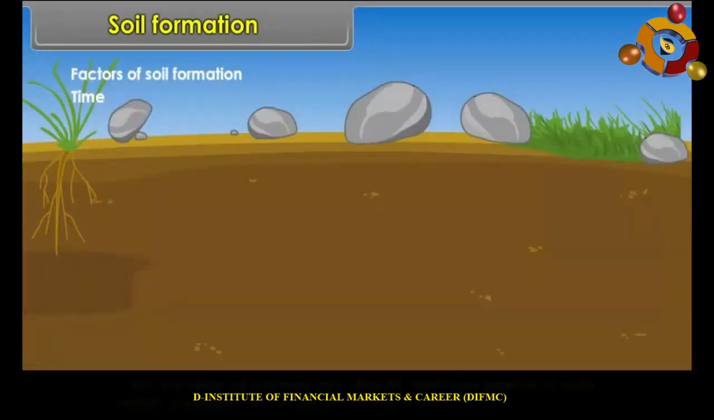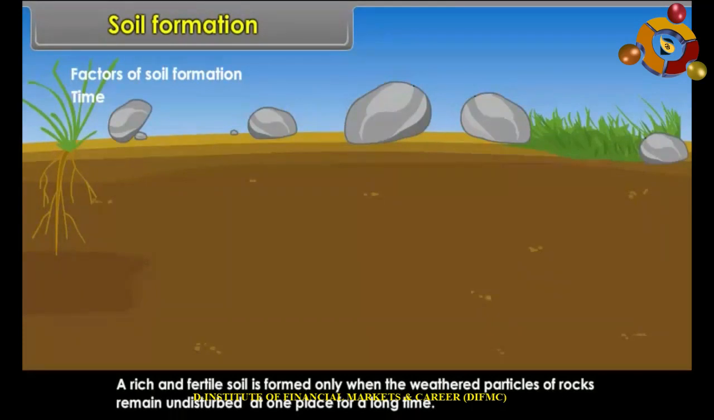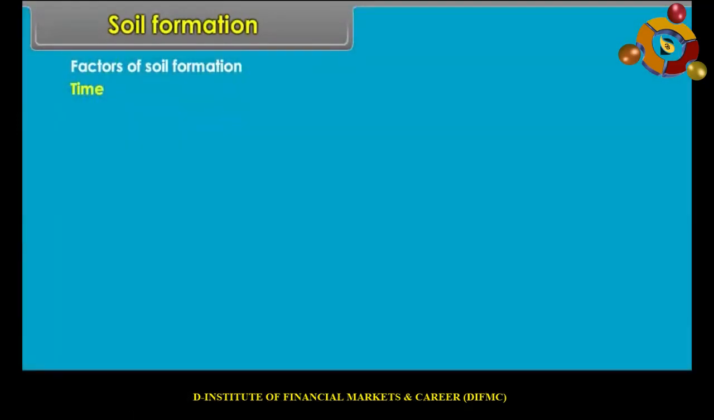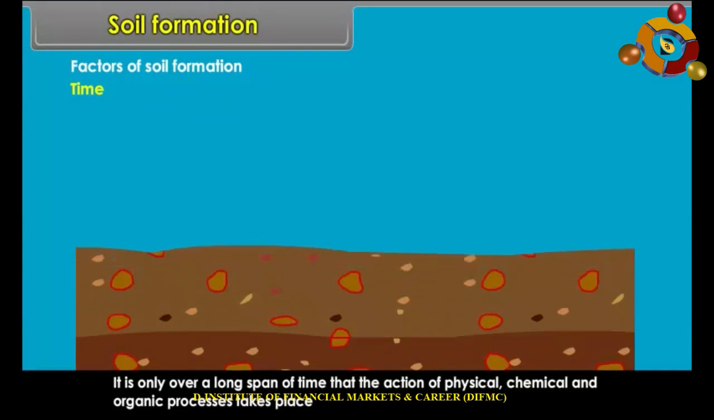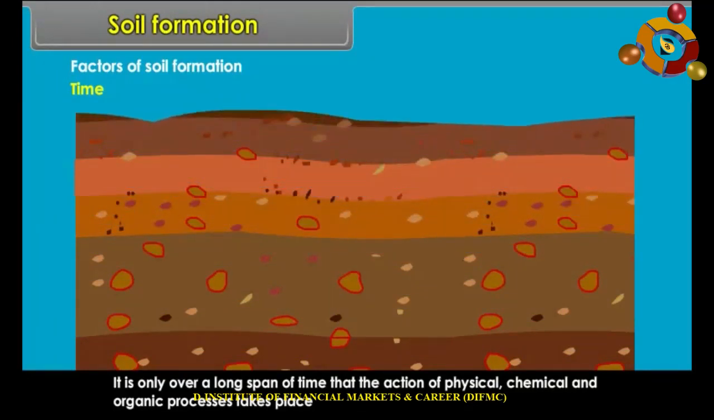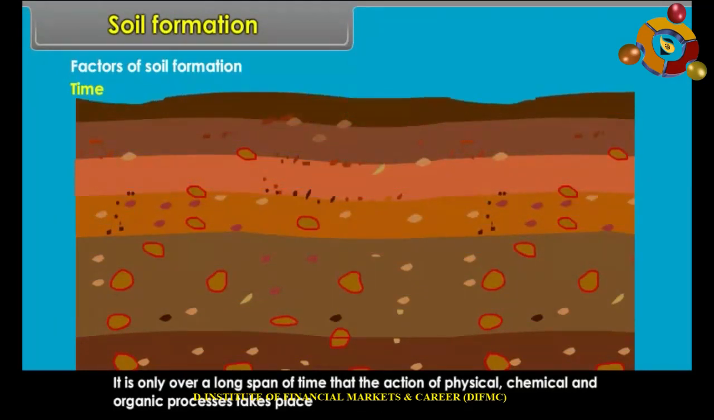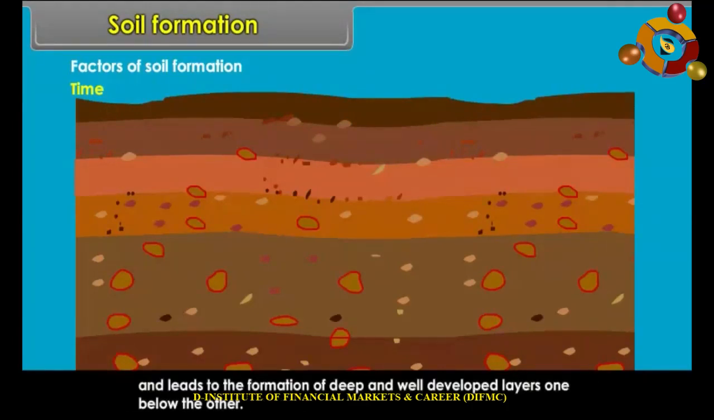Time. A rich and fertile soil is formed only when the weathered particles of rocks remain undisturbed at one place for a long time. It is only over a long span of time that the action of physical, chemical, and organic processes takes place and leads to the formation of deep and well-developed layers, one below the other.